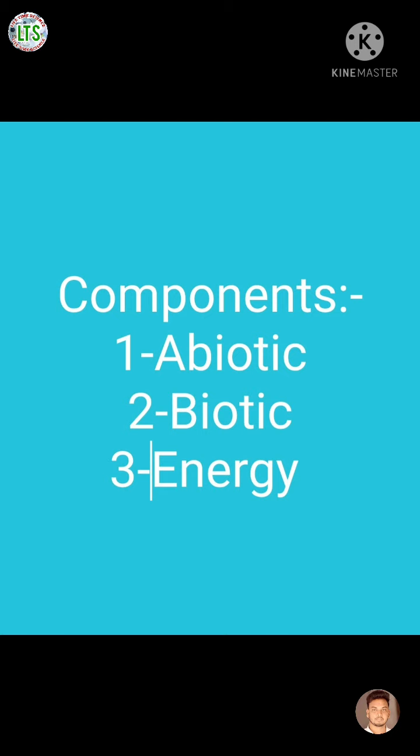Now, what are the components of environment? Environment mainly consists of three components. First is abiotic, that is the non-living physical component. Second is biotic, that is the living component. And third is the energy component, that is the heat, light and temperature.